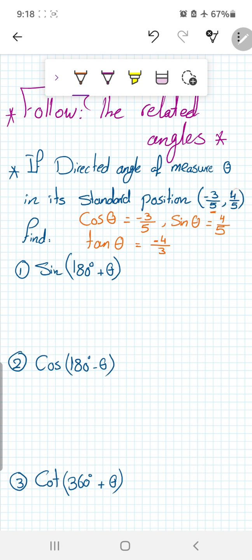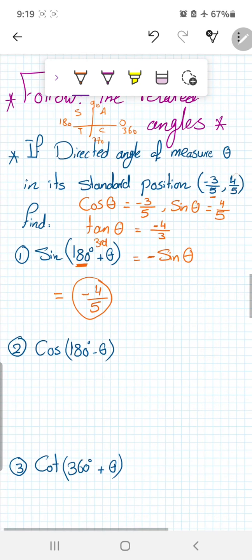As we said, first determine the angle, odd or even. Here 180 is even, so sine will stay sine theta. Second, determine the sign of 180 plus, so write the asterisk rule. 180 plus is in the third quadrant. Sine in the third is negative, so here it is negative sine theta. Direct substitution: sine theta is 4/5, so the answer is -4/5.